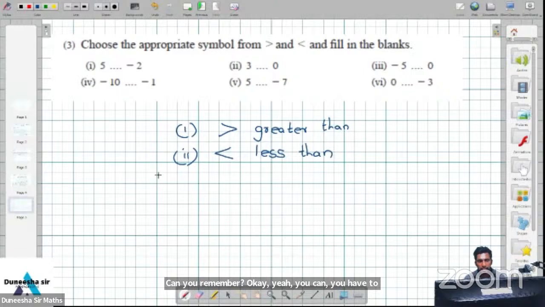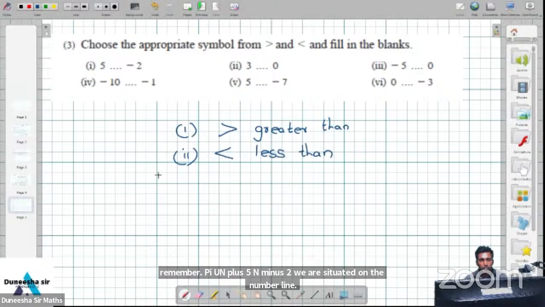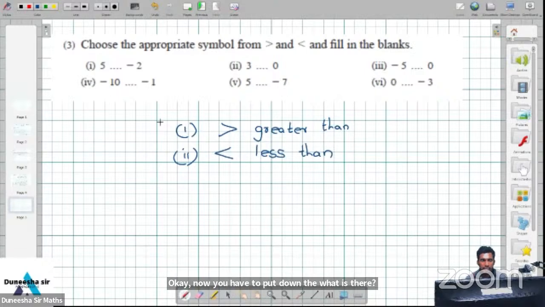Yes, you have to remember where +5 and -2 were situated on the number line. Now you have to put down the inequality sign, the first one or second one. Now can you tell me what is the sign, first one or second one, for Roman number 1? පළවෙනි එකද දෙවෙනි එක දෙන්නේ?